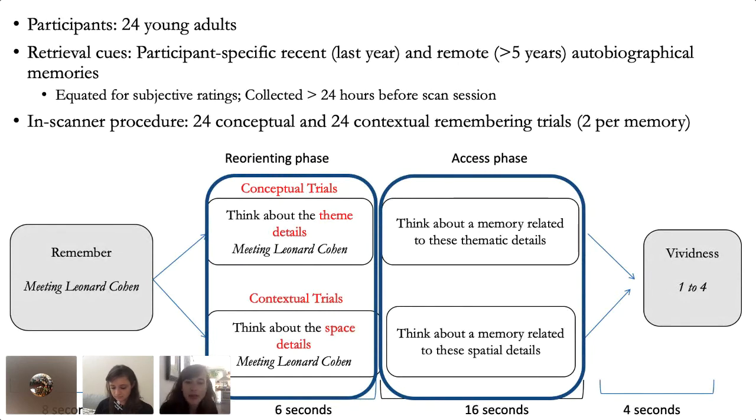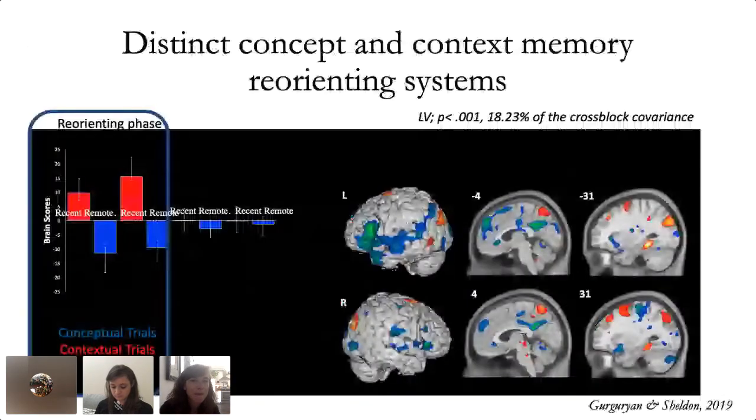So each trial then ended with participants using those conceptual or contextual details as a cue to access a new related memory. And this is important because it allowed us to look at how activating these systems during retrieval could bias subsequent memory access. So this actually follows nicely on some of the ideas that have been brought up in previous talks. So we used partial least squares to compare and contrast the neural activity as a function of these experimental manipulations. So essentially, PLS gives data-driven significant patterns of activation that dissociate between your manipulations called latent variables.